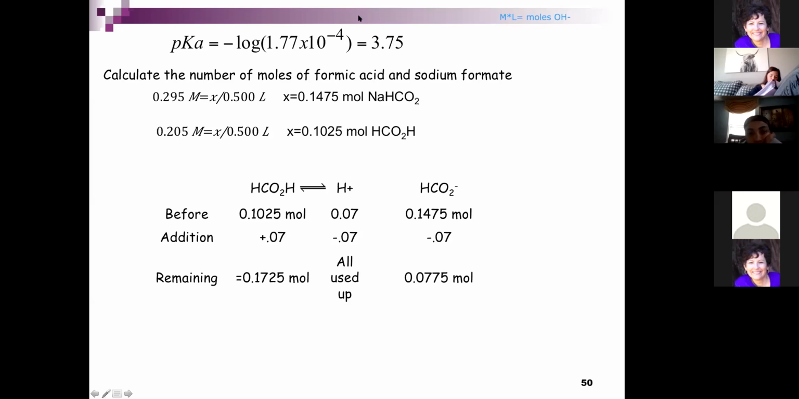So let's look for a second at our equilibrium here. So why did I set my equilibrium up like this? Because sodium is a spectator, so it's gone. So is chloride. But why is my hydrogen ion on the side with the formate when the last time my hydroxide ion was on the side with the acid? So why is this hydrogen on the product side this time?